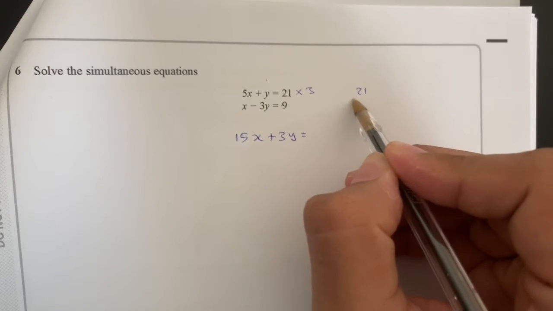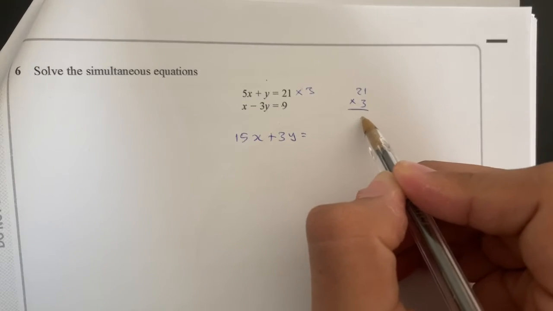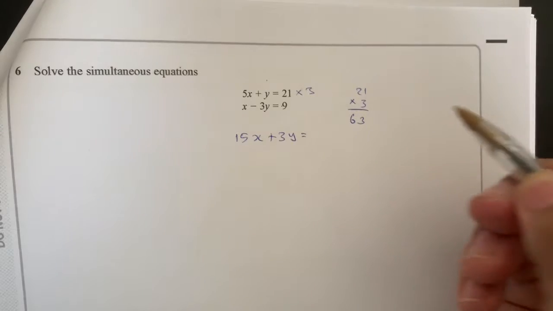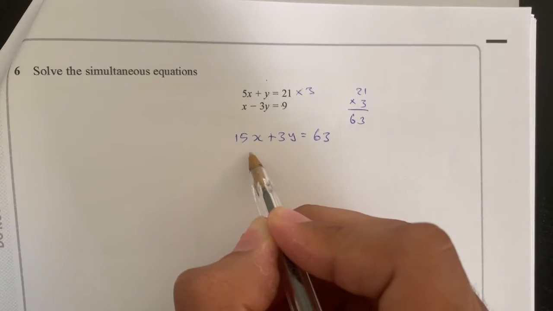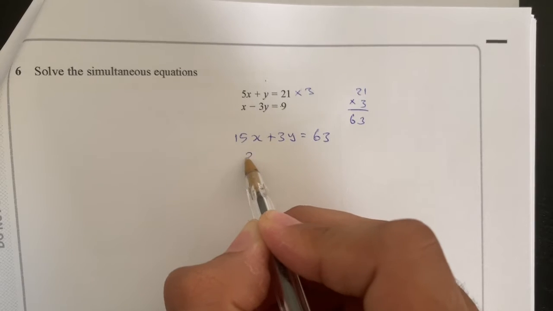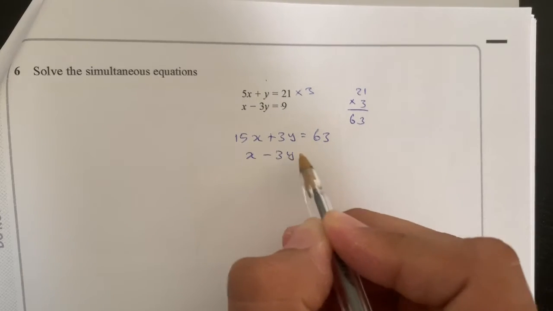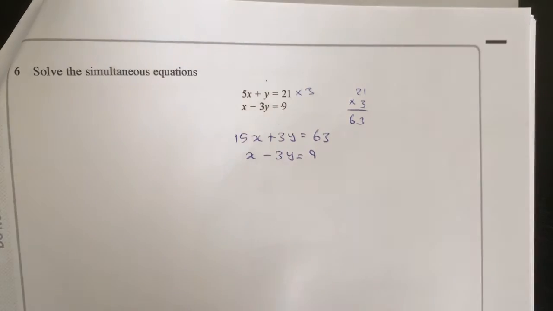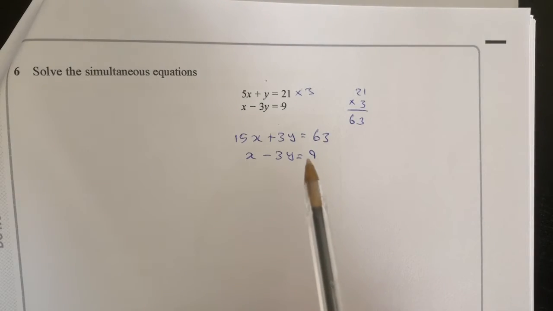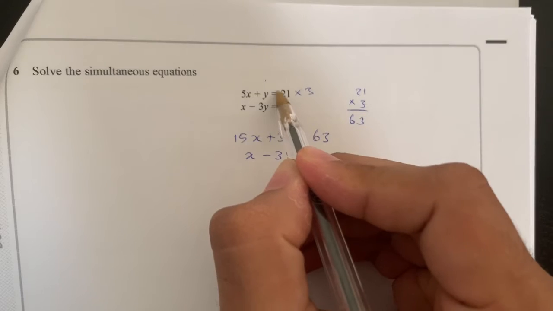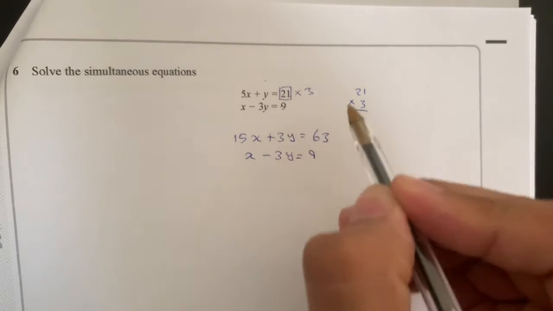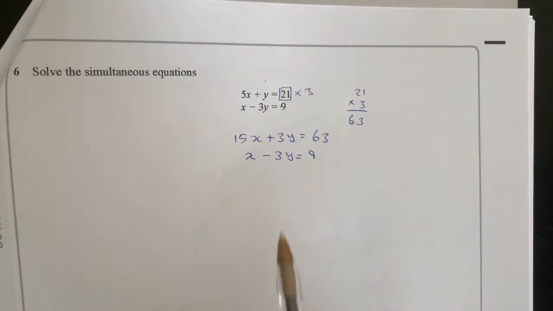So 21 times 3. 3 times 1 is 3. 3 times 2 is 6. It's 63. And then the bottom equation can just stay the same. So x minus 3y is equal to 9. Now, a common mistake is that when you multiply the top equation by 3, some people forget to multiply the 21 by 3, and it's important to do so.